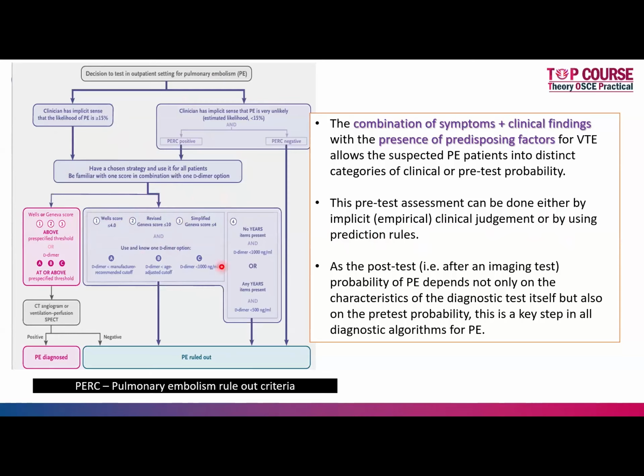If the D-dimer levels are less than 1000, or less than the age-adjusted cutoff or the manufacturer-recommended cutoff, then PE is ruled out. However, if the Wells score is more than or equal to 4, the Geneva score is more than or equal to 10, and the simplified Geneva score is more than 4, along with a D-dimer higher than the specified threshold, then we have to have a high suspicion of PE and follow the next set of investigations.